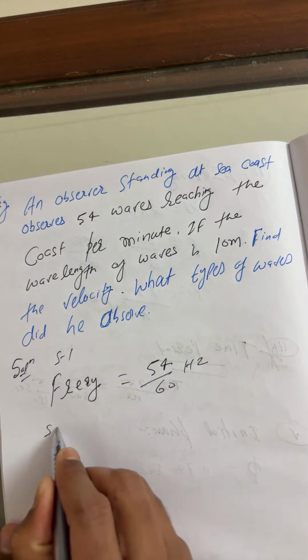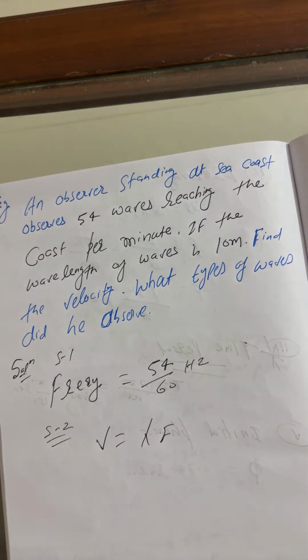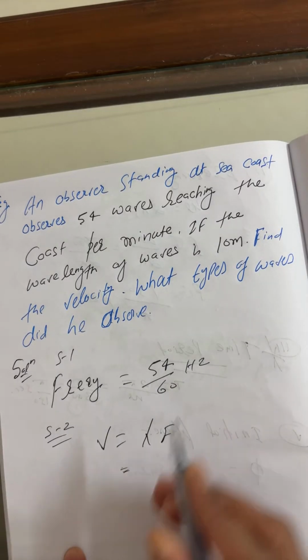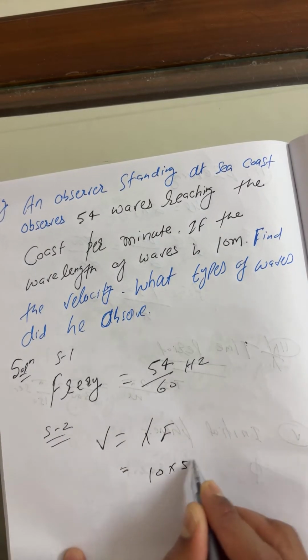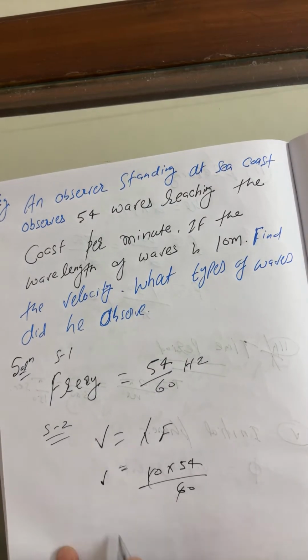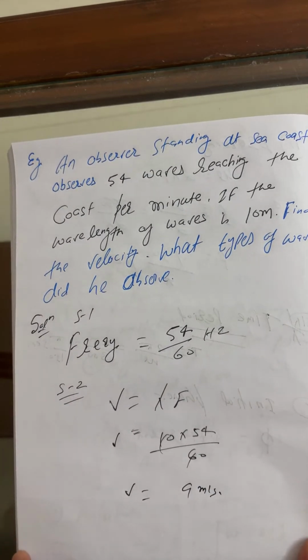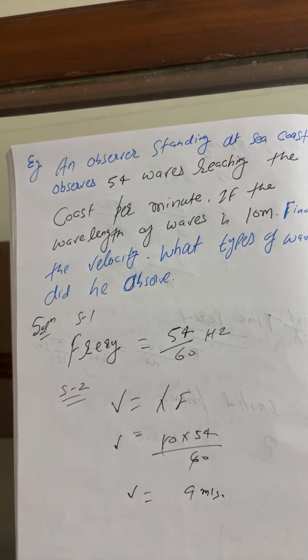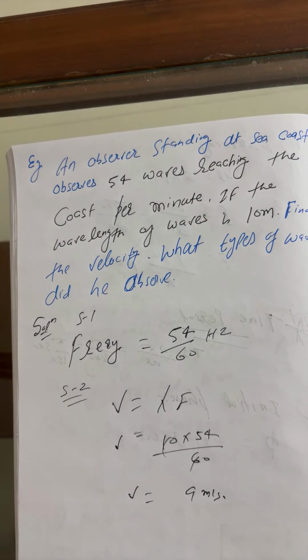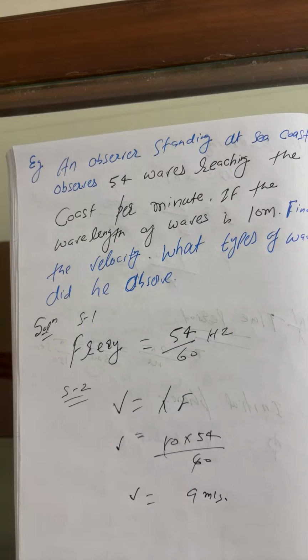So we wish to find the velocity. We remember everyone, v is equal to lambda f. So lambda is 10, into 54 upon 60. Very good Sagar, 9 meter per second. Arvind, your answer is also correct. Okay, what type of wave? Just tell me, what type of waves did he observe?